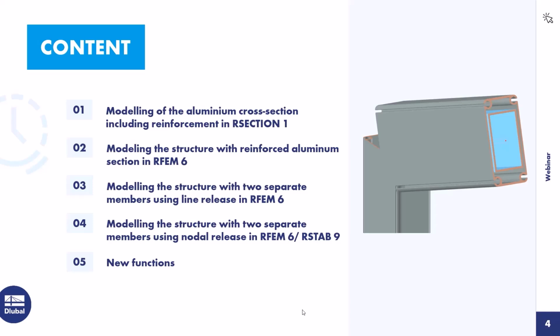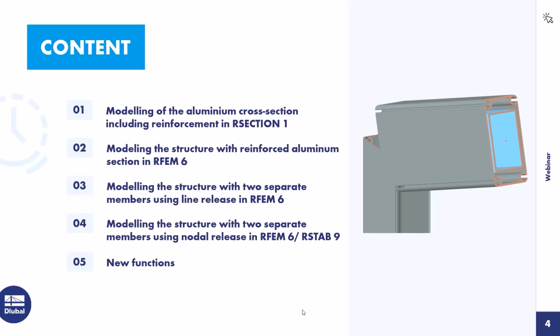Thank you, Andreas, for the introductory words. I would also like to welcome you to today's webinar. The topic of this webinar is the modeling of structures with reinforced aluminum cross-sections. The reinforcement can be made of steel or aluminum. There are several options for creating these reinforcements. The aluminum cross-section including reinforcement can be created as one cross-section in RSECTION. Another option is to model two separate members in RFEM or RSTAB with the respective aluminum or steel cross-section.